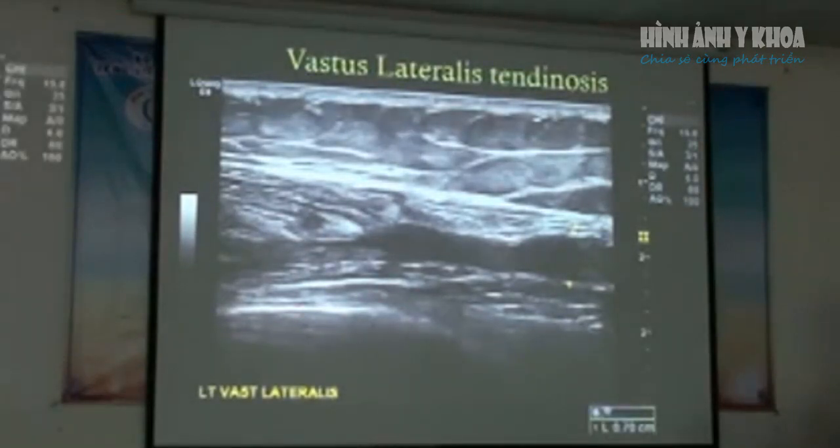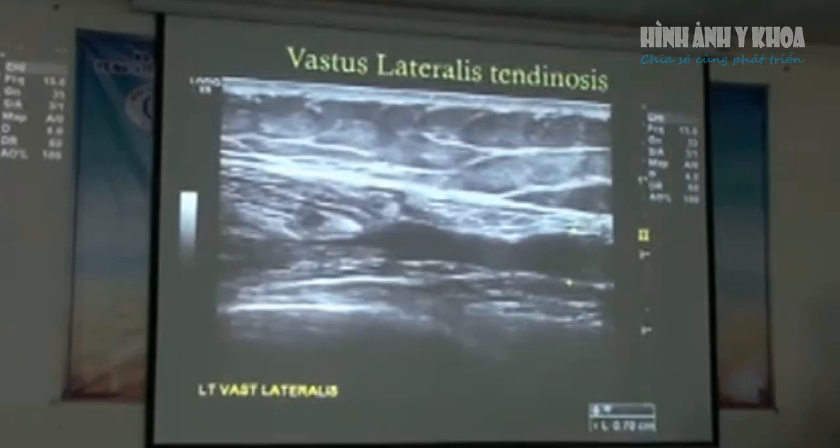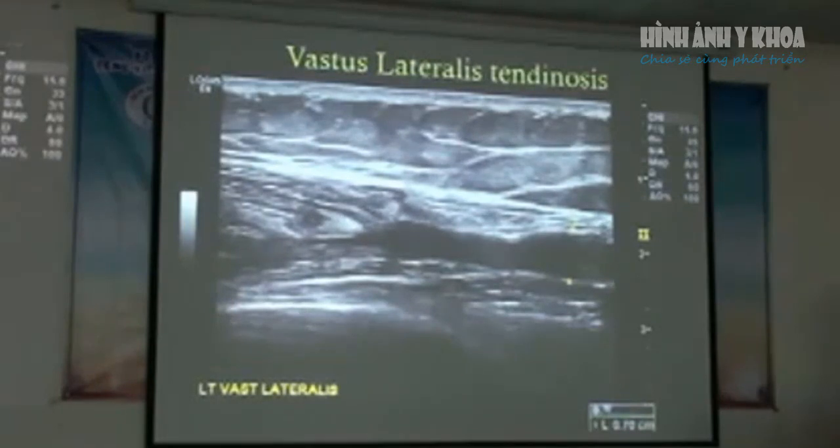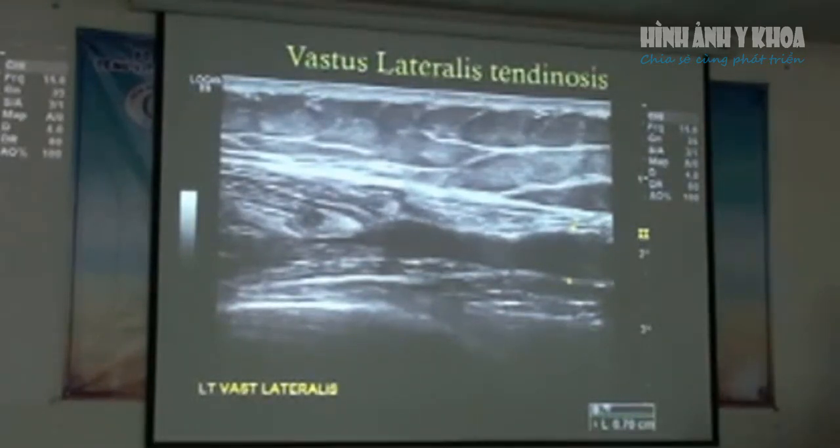This was a 21-year-old patient who had a lateral knee surgery of her knee. Đây là một bệnh nhân 25 tuổi. And she presented with sharp pain when she was weight bearing. Và cậu bé này có cái đau chói lên khi mà xách nặng.